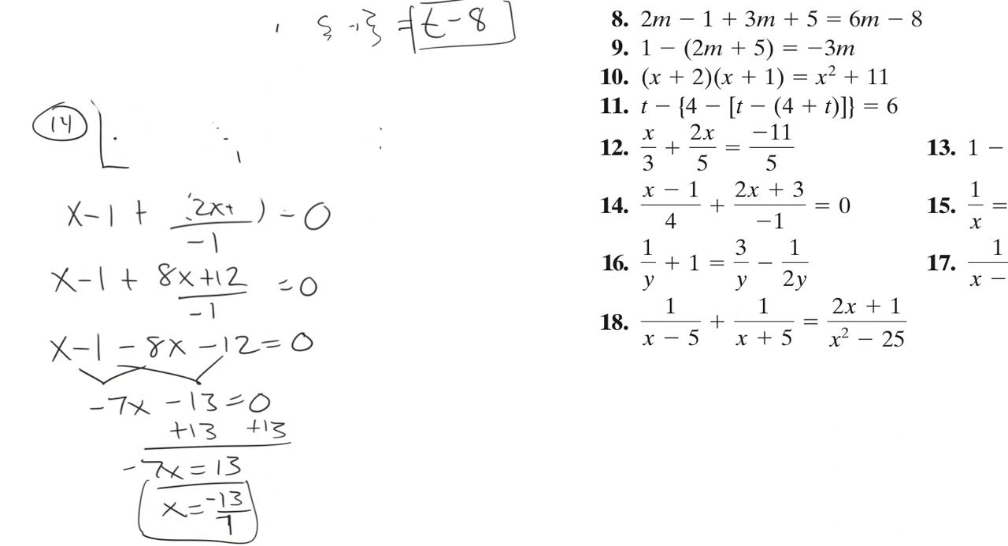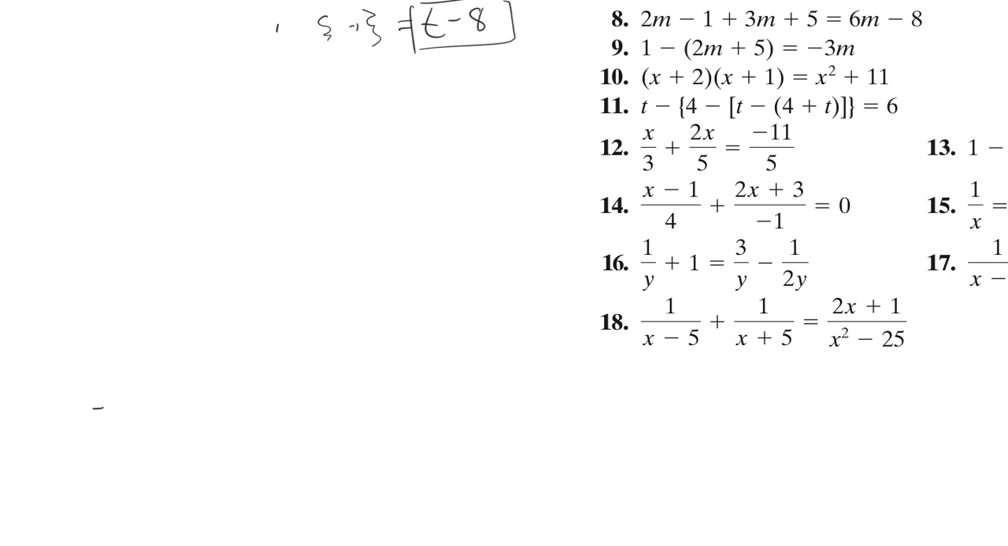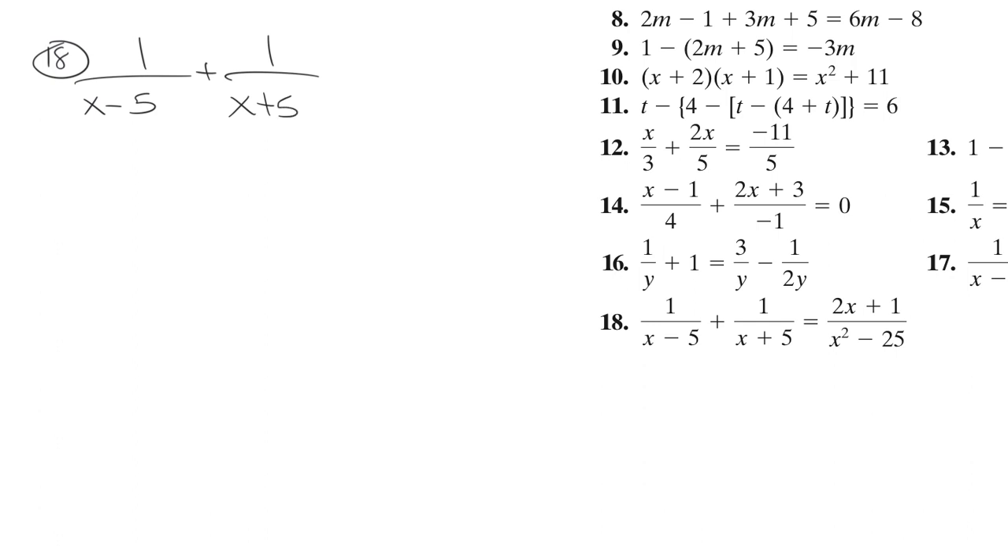So let's do 18. Looks like it'll probably be satisfying because we got difference of squares. On number 18, we have 1 over x minus 5 plus 1 over x plus 5 equals 2x plus 1 over x squared minus 25, which we should see is x plus 5 times x minus 5. Okay, and so what should we multiply everything by?